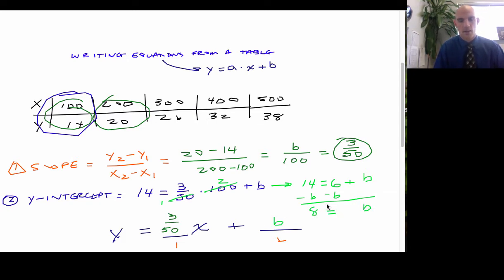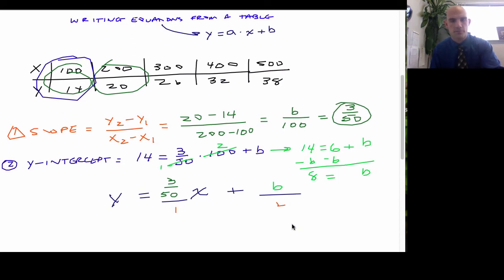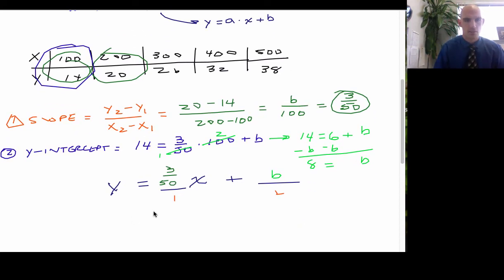So what happens is I take that b and I put it down here. So my equation becomes, in simplified form, y equals 3 over 50 x plus 8. Okay, because that was my b here. So b goes in for 8. Okay, so that's how I find the slope and the y-intercept when I'm given a table.